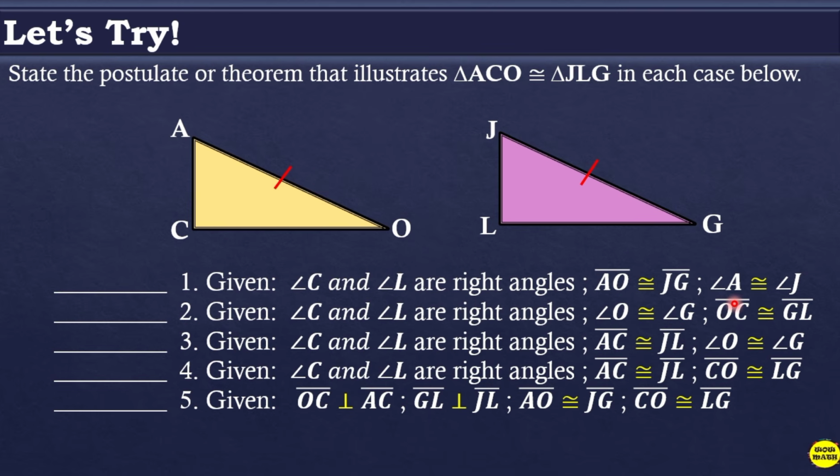And then I have here angle A is congruent to angle J. So we have here the hypotenuse and the angle. So this is by HA theorem.